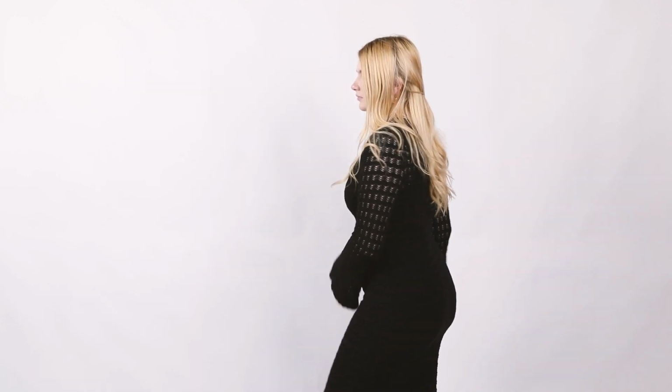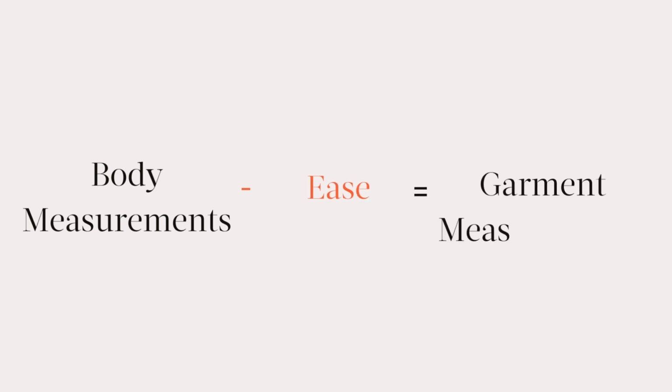Lastly, we have negative ease. You will usually come across this when working with stretch fabrics or non-stretch garment with shirring. This is when a garment's measurements are less than your body measurements, as the elastic allows the fabric to stretch and create a form-fitted garment. So in this case, your body measurements minus ease equal the finished garment measurements.